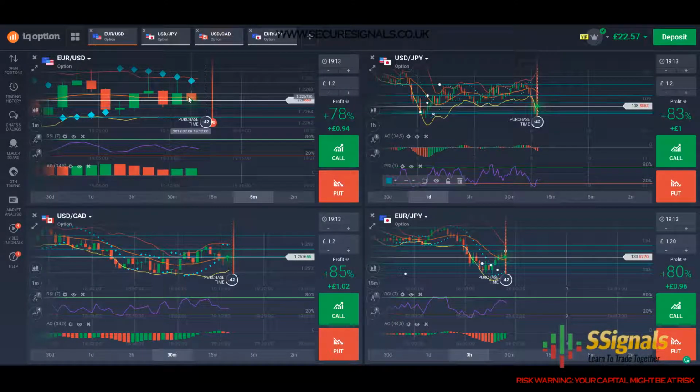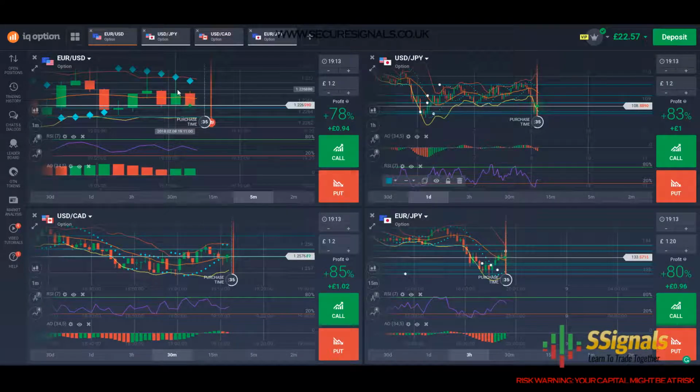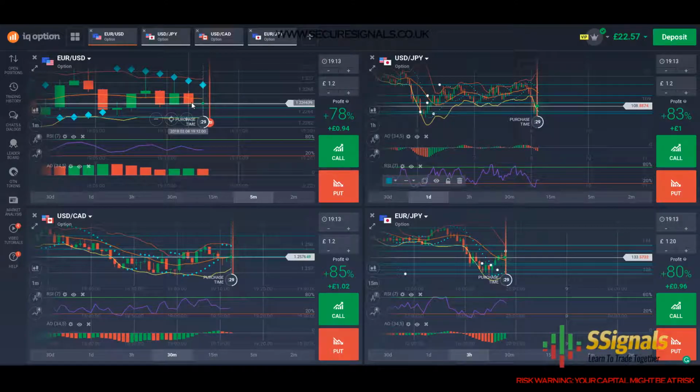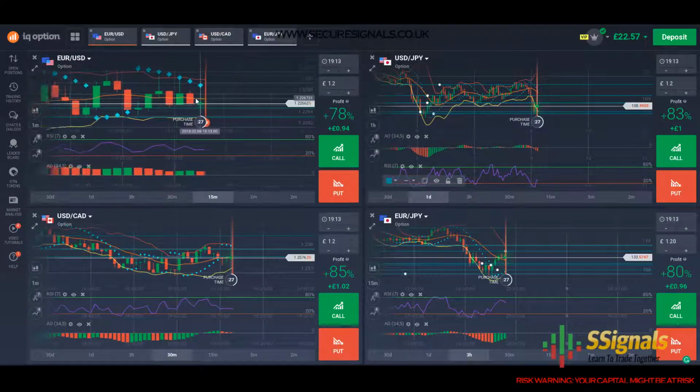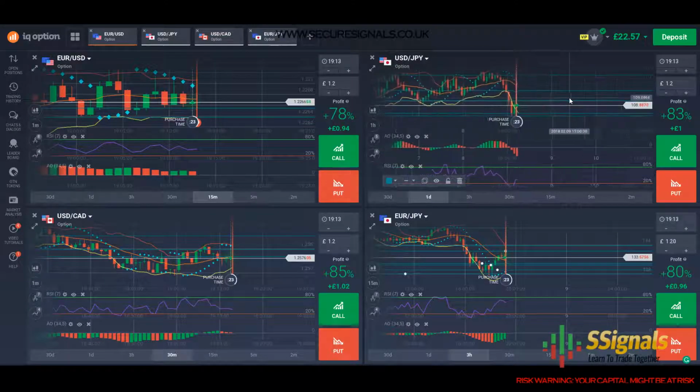If this candle closes above the Bollinger Bands, I'm probably going to enter for a 19.15, £1.20 call. Okay, it didn't close, so we're going to have to avoid this trade because it looks like it's not getting anywhere.